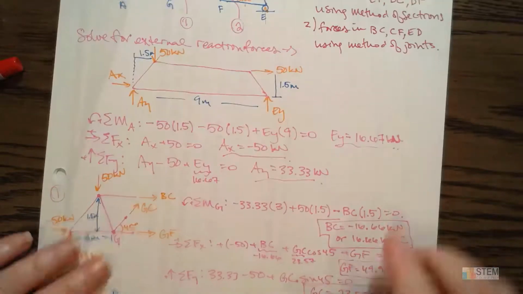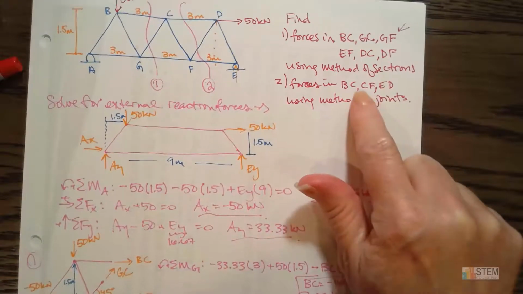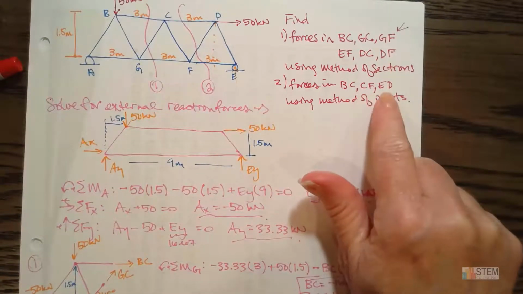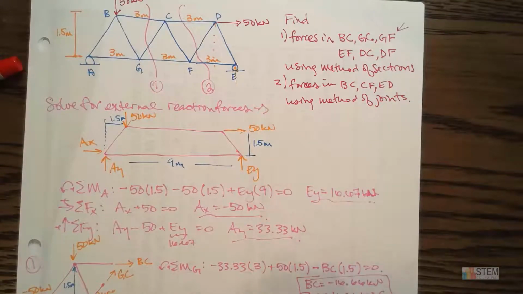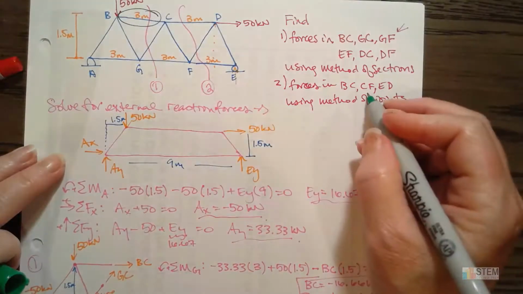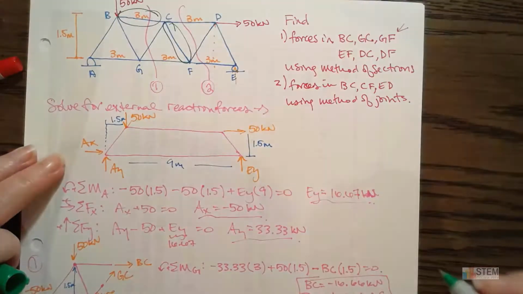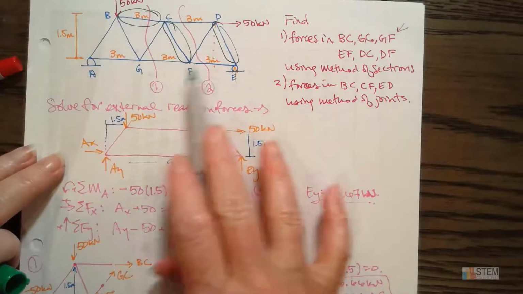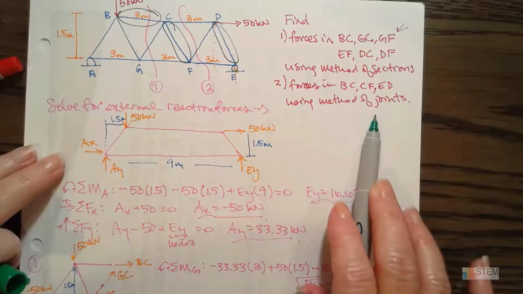And then let's kind of quickly walk through this method of joints. So it's wanting these 3 unknowns, so BC, CF, and ED. And let's kind of mark where those are here. Let's get a different color. So BC, remember, is right here. CF is here, and then ED is here. So I want to find those three using just the method of joints.